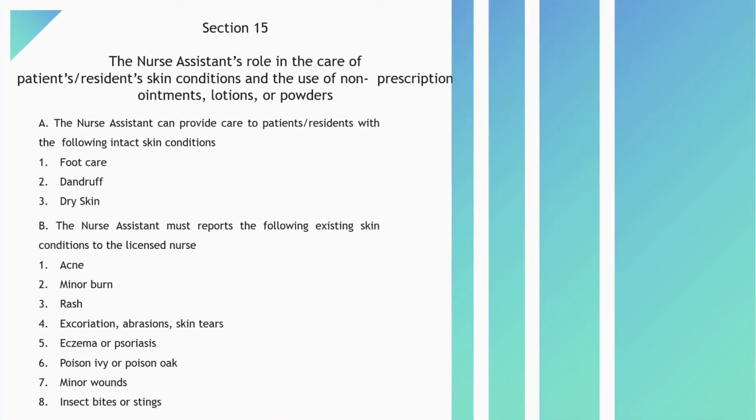Section 15. The nurse assistant's role in the care of patients and residents' skin conditions, and the use of non-prescription ointments, lotions, or powders. The nurse assistant can provide care to patients or residents with the following intact skin conditions: foot care, dandruff, and dry skin. The nurse assistant must report the following existing skin conditions to the licensed nurse: acne, minor burns, rash, excoriation, abrasions and skin tears, eczema or psoriasis, poison ivy or poison oak, minor wounds, insect bites and stings.